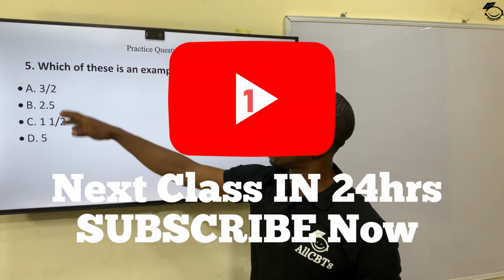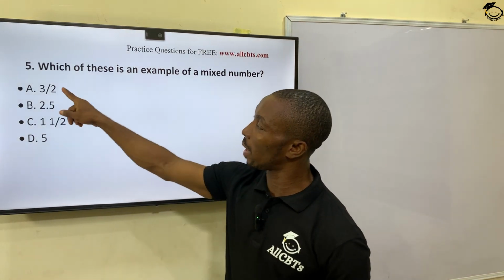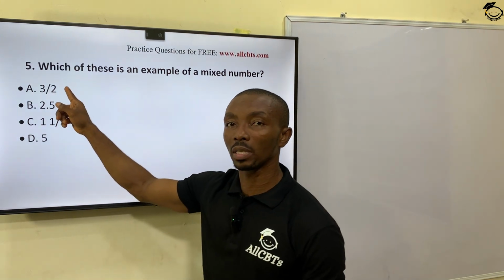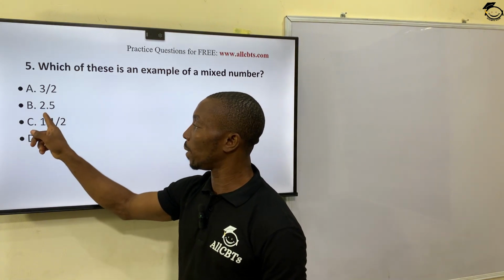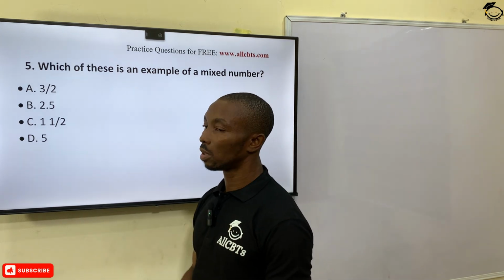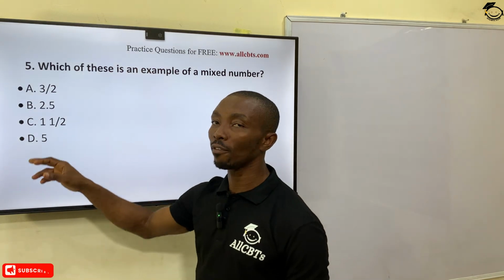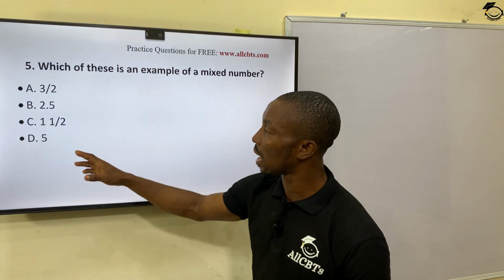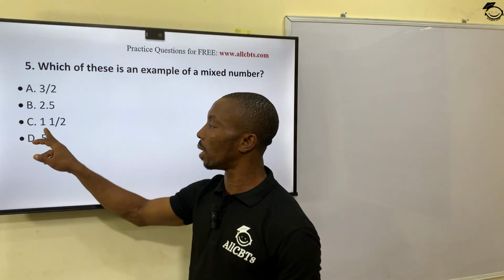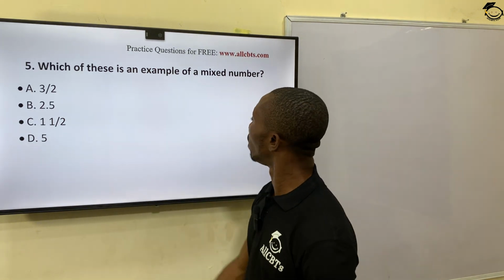Now, if we look at all our options, we have one of them as a mixed number. A is 3 over 2, which is not a mixed number, but an improper fraction. B is 2.5, which is not a mixed number, but a decimal fraction. And D is 5, which is a whole number. And so the correct option would be C, which is one whole number, 1 over 2. That is our mixed number.